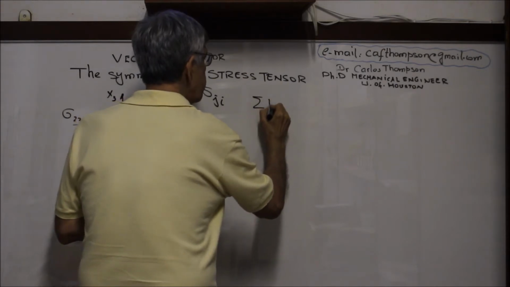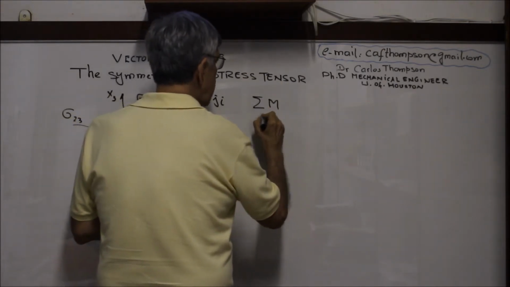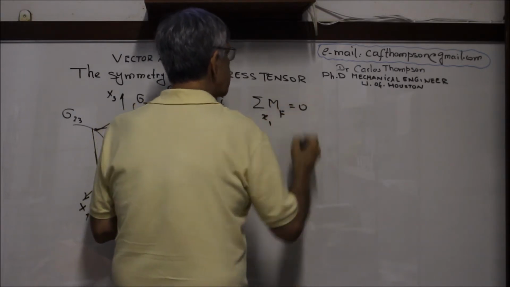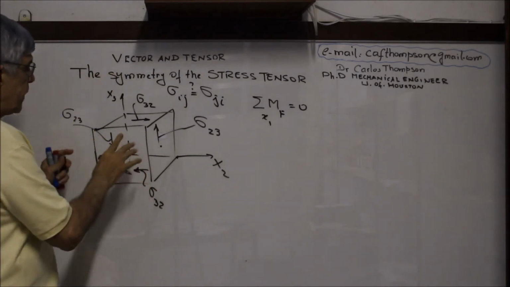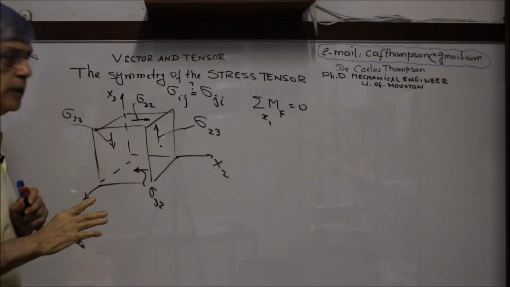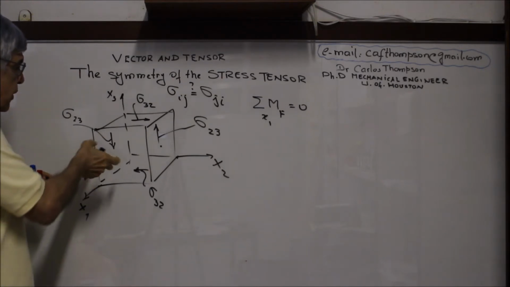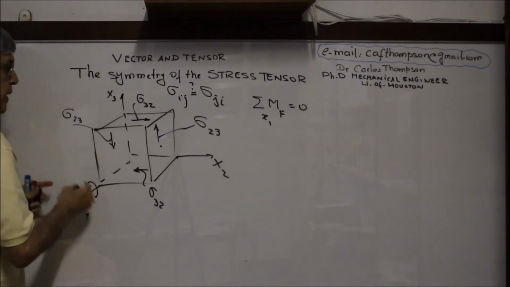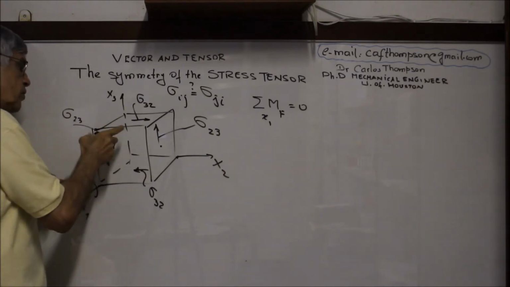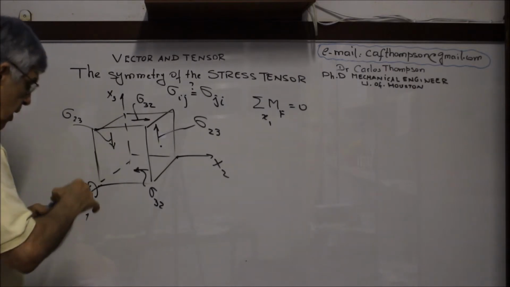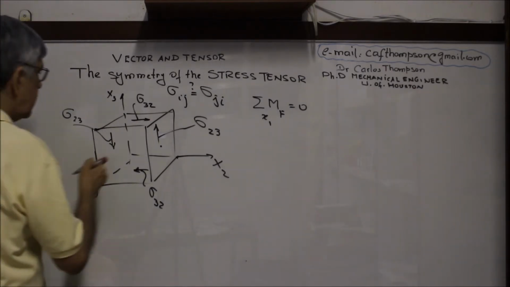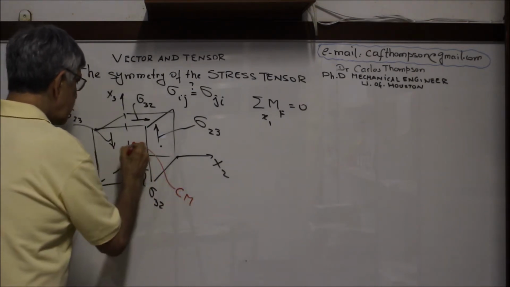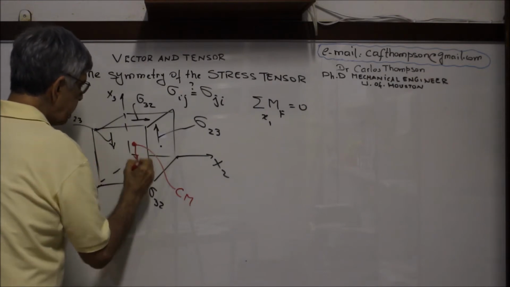Now we want the summation of moment around x1, the moment of the force, must be 0. Because this element is in equilibrium, the rotation around x1 must be 0. See, there is no rotation. We're going to impose this. Here is the center of mass. This is called the body force.